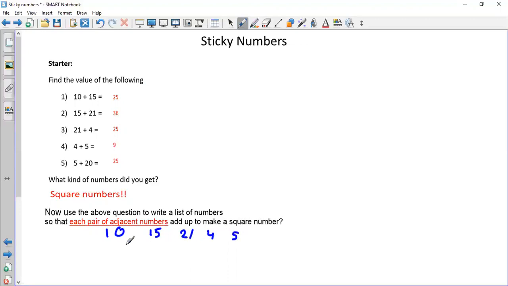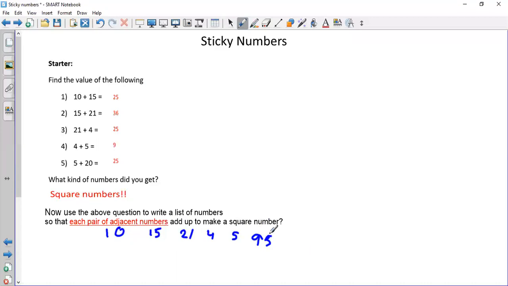5. So if you look at it, my 2 adjacent numbers add up to give you a square number. 15 plus 21, 36. 21 plus 4, 25. 4 plus 5, that's 9. And then so on. So 5 plus, I can add 20 to it. I can also write 95 here if I want to. So 5 plus 95 will give me 100. And then 100 is a square number. And then I can add something else and something else. And I can get a big list.